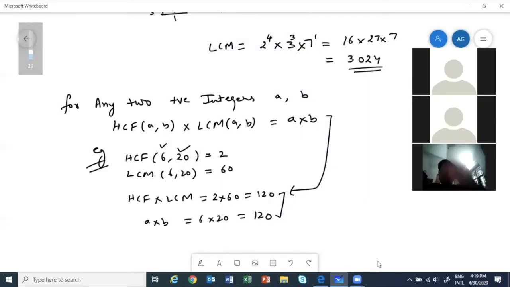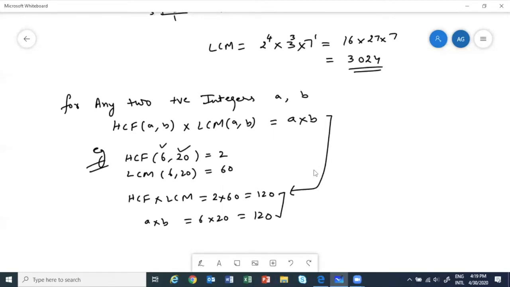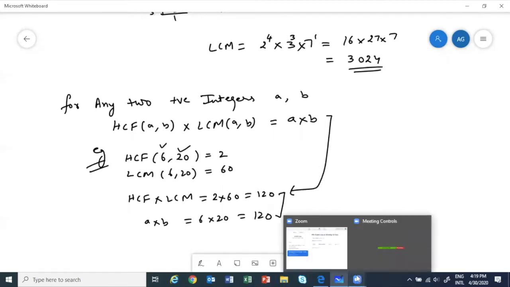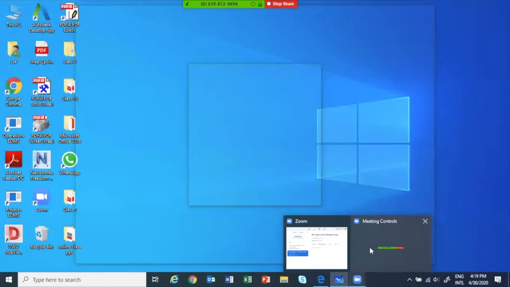Hello. So for two numbers, this result will work. For three numbers, it won't work. Now you can hear me? I was telling you that the product of HCF and LCM is equal to the product of the numbers. So this works only for two positive numbers. It won't work for more than two. We will see that also.